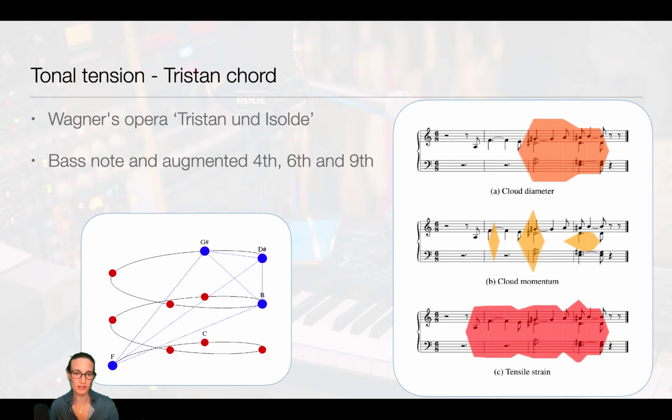If we put this chord into the spiral array and we compute our 3 metrics, the diameter or the size of this cloud basically, the momentum or the change between fragments, and lastly the difference or the distance between key, we notice that this is an example of a very tense chord. Let's listen to the example.